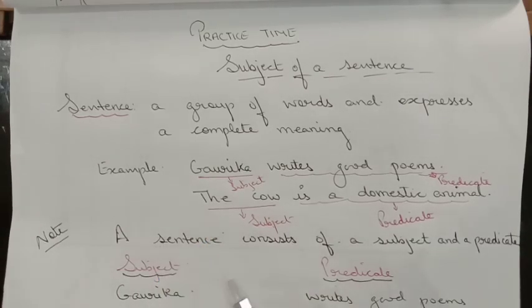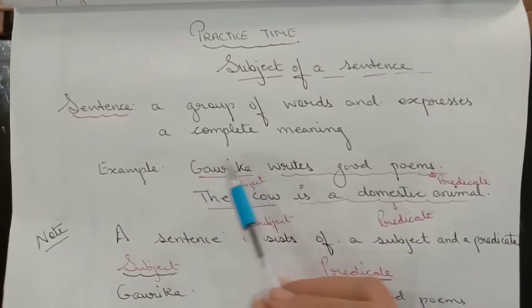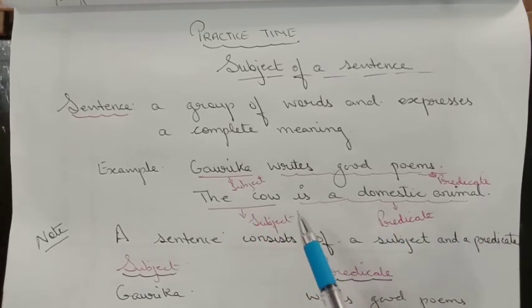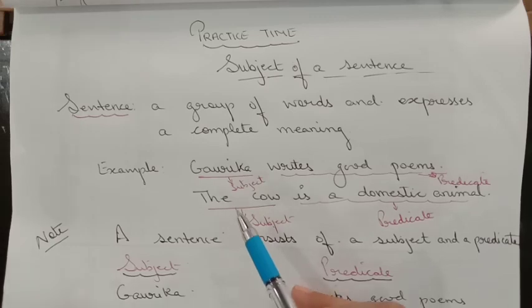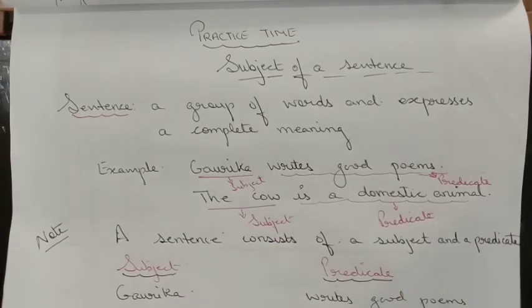For example, if we say Gorika writes good poems, what is the subject here? Gorika. The cow is a domestic animal. About whom are we talking? The cow. So about whom we talk, that becomes the subject of a sentence.